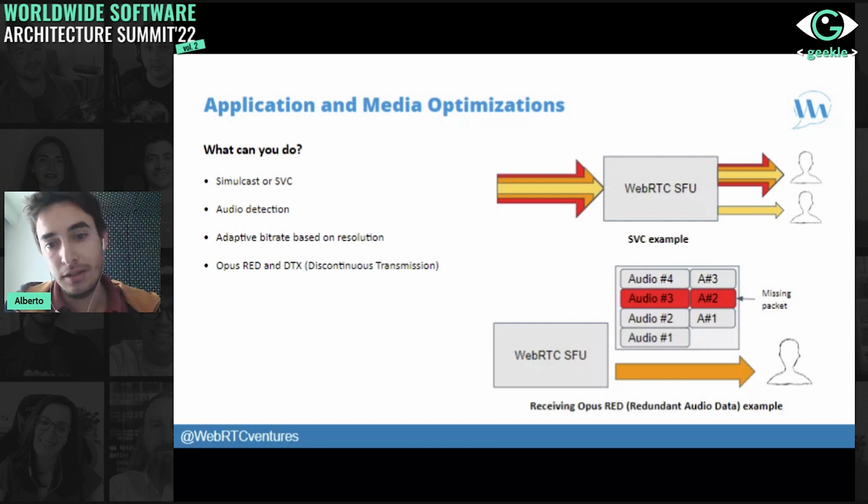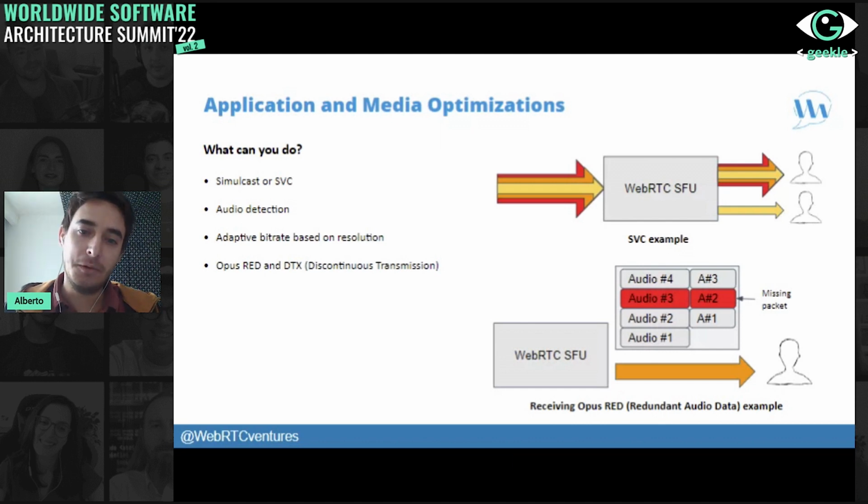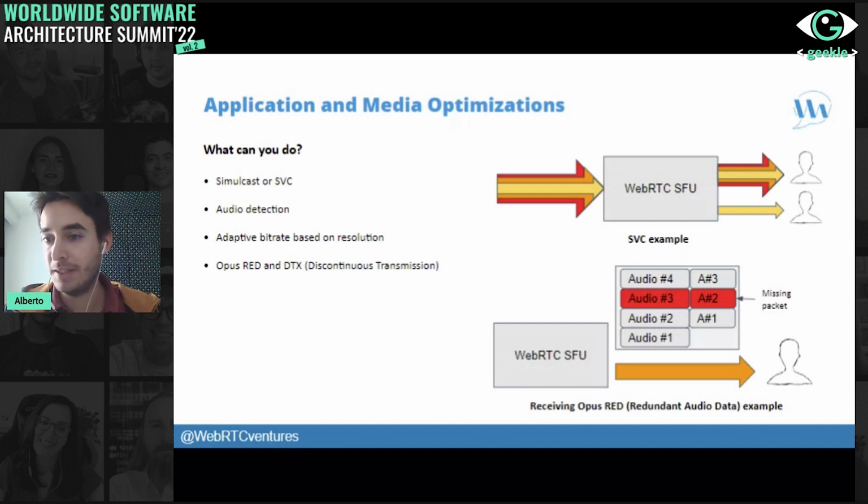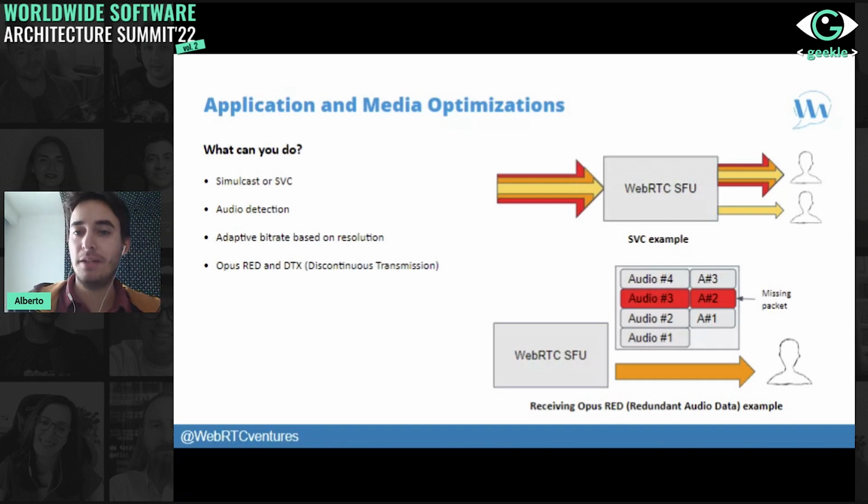Another thing that is commonly used is adaptive bitrate based on the resolution of the screen. So, for example, if one of those users in the SVC example minimizes the screen, we wouldn't want to be receiving that much video quality. The frames per second or the resolution of the video maybe doesn't need to be that high. So we reduce it based on the client movement of the screen and the size.